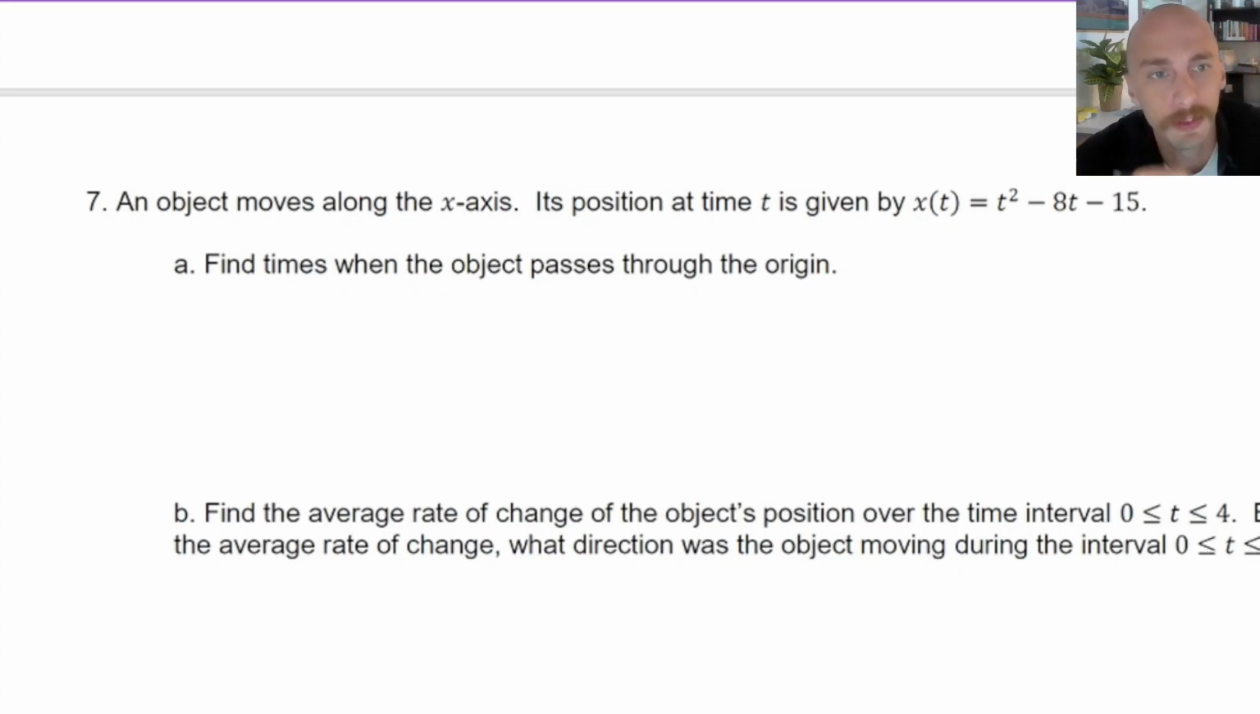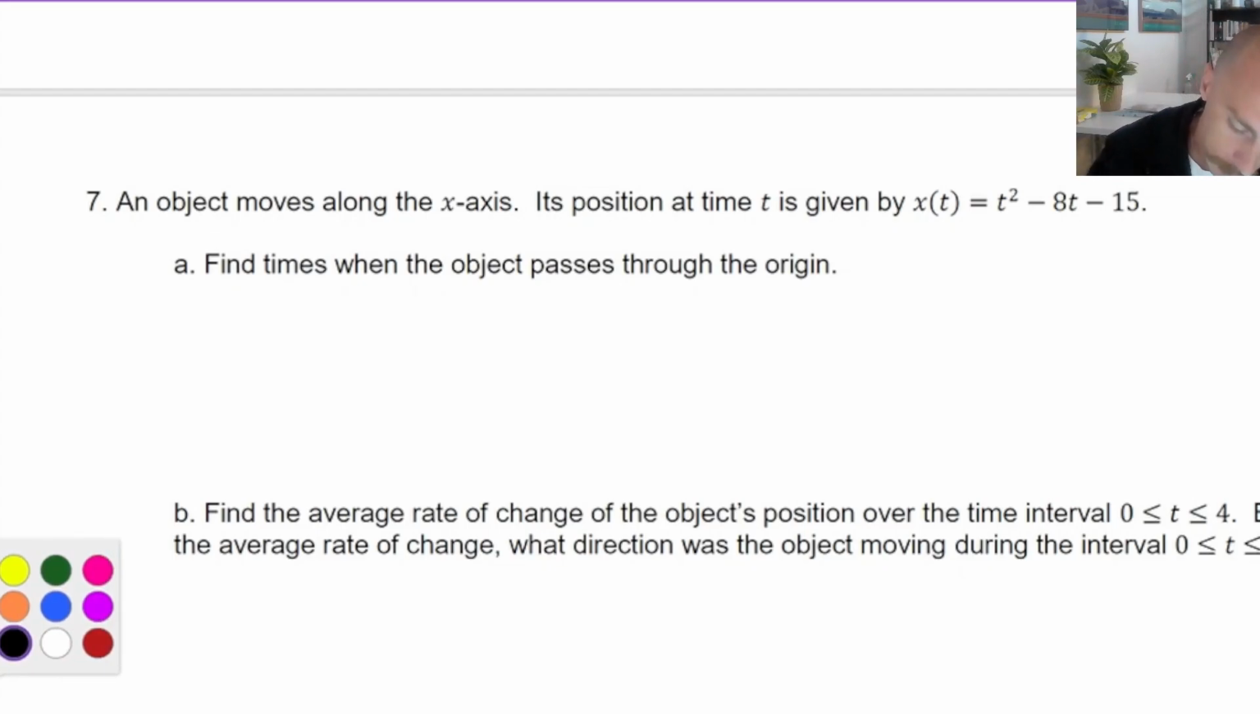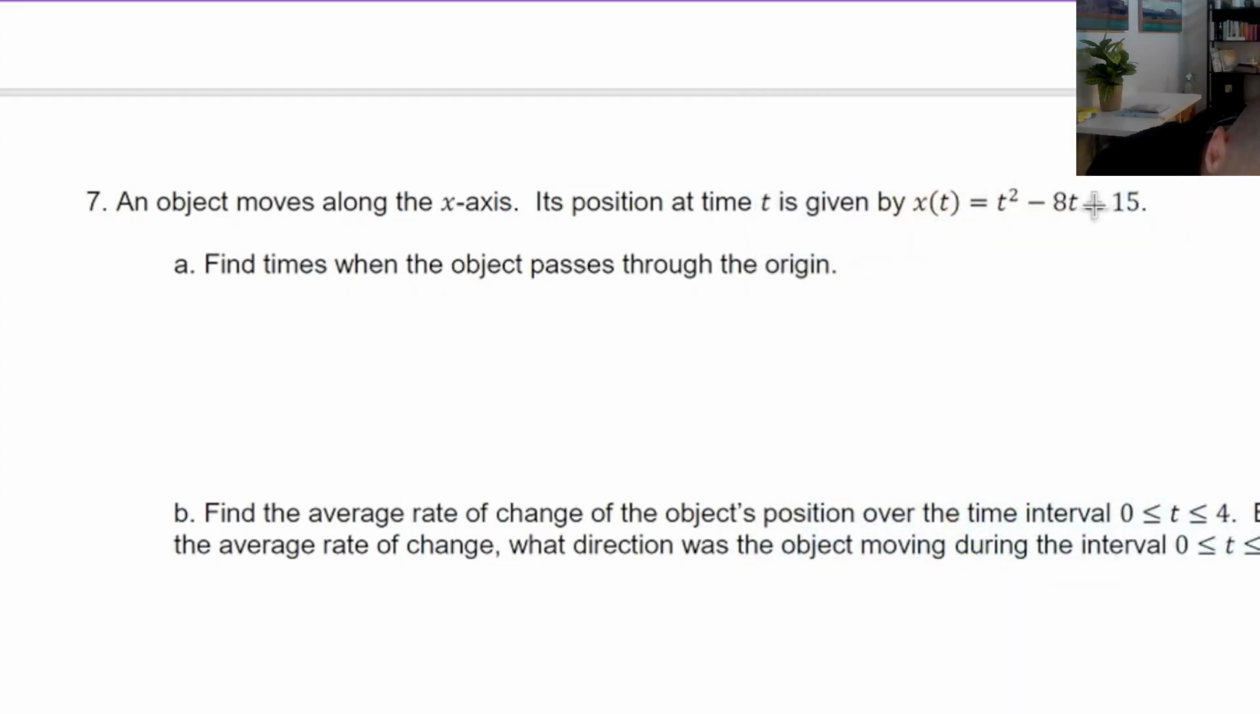Its position at time t is given by x of t equals t squared minus 8t. I'm going to change this to plus 15 right now. I apologize if you worked it with minus 15, but this is going to work much better with a plus there. Actually, I'm going to take a step back and draw you a diagram here, because this might be a new situation to most of us. So we've got ourselves an xy plane.